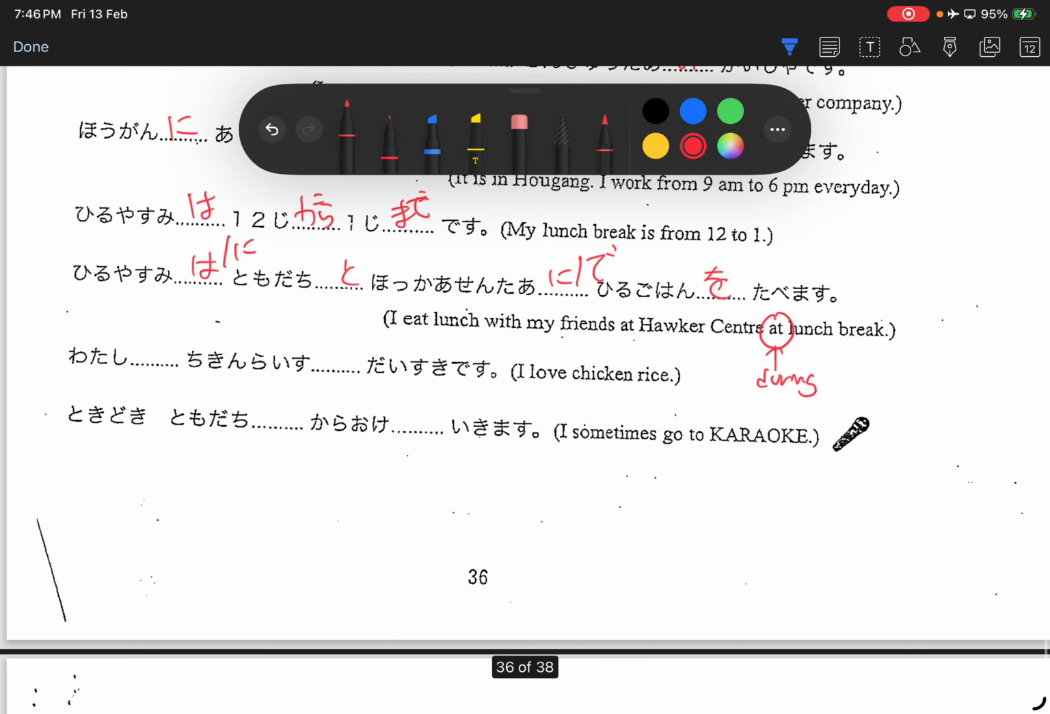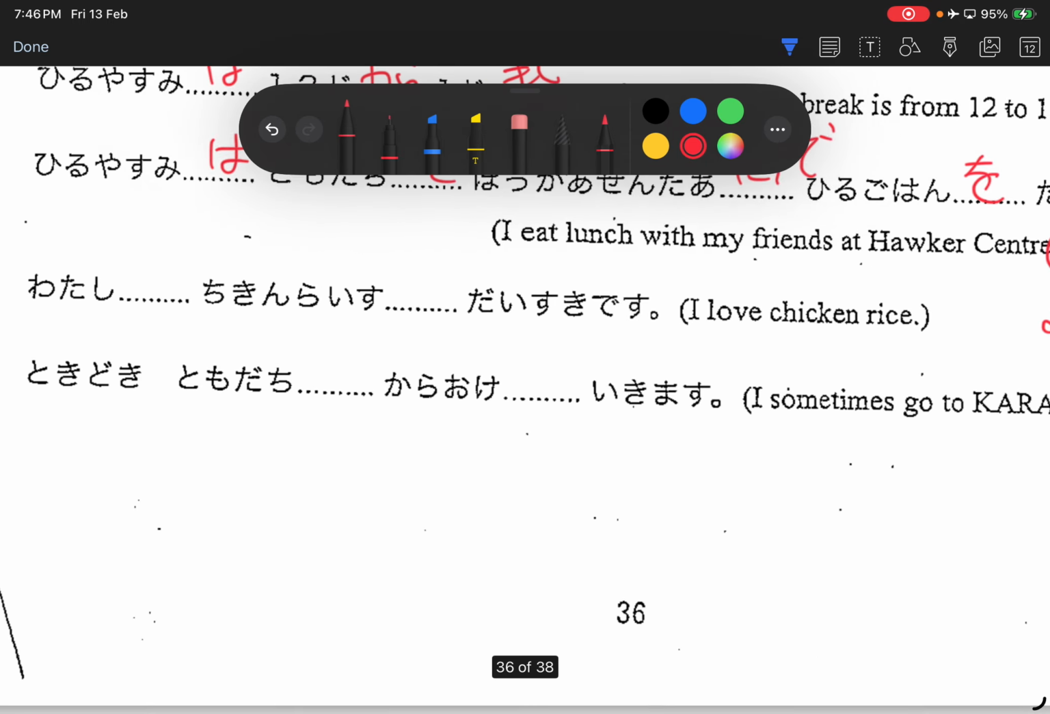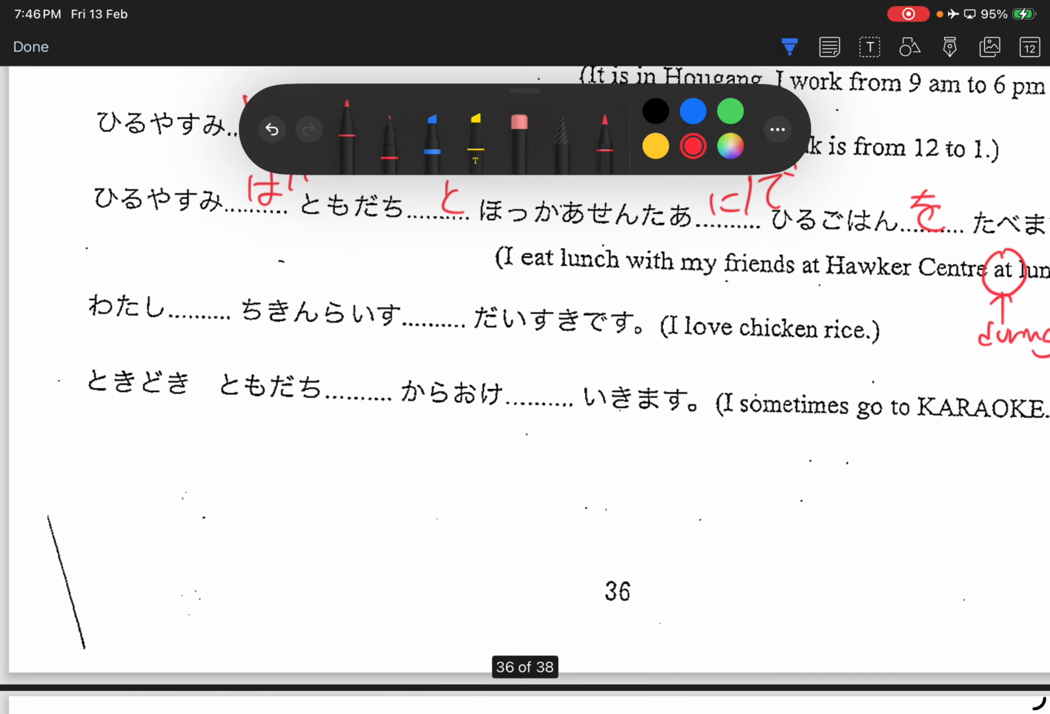Sometimes there's more than one particle they can use. You don't need to stick to one particle. Next, watashi. My turn, right? Yes, sorry. Watashi wa chicken rice ga daisuki desu.